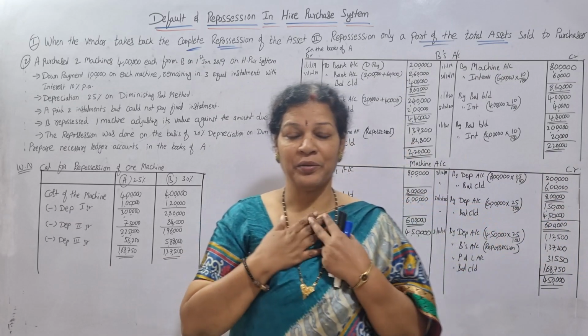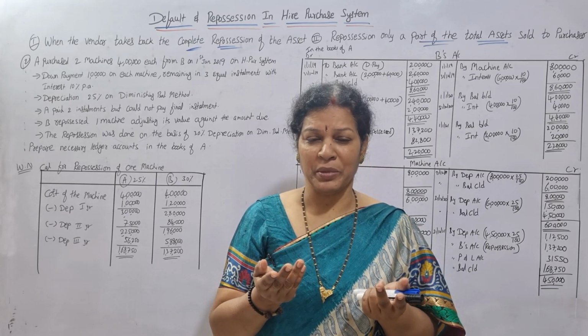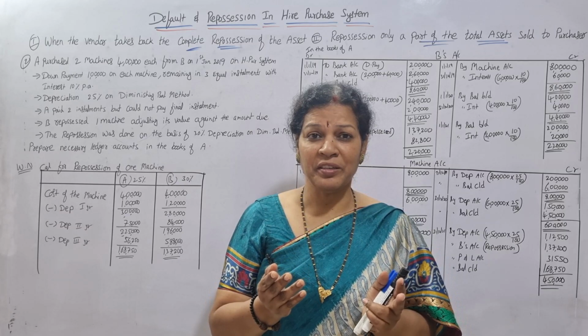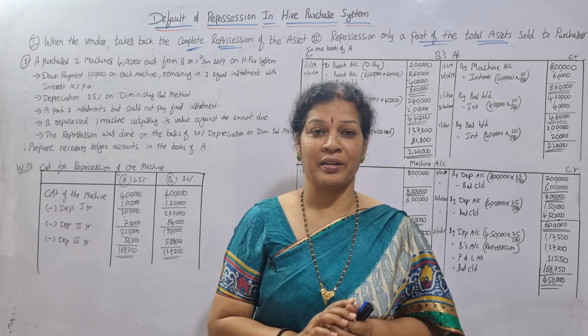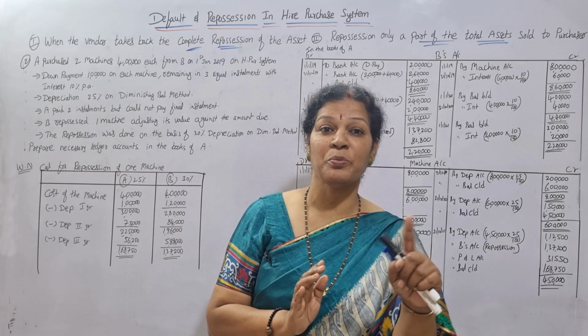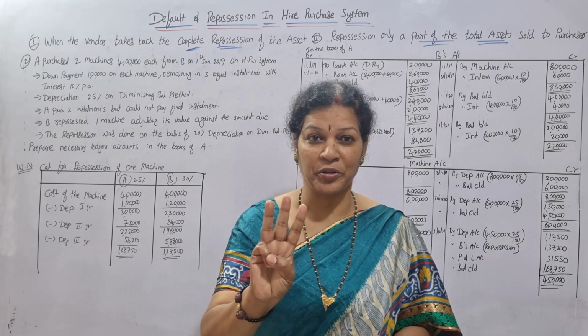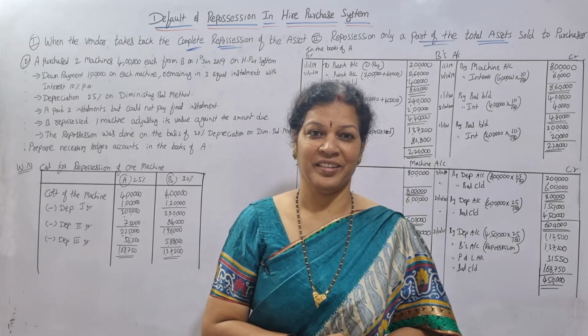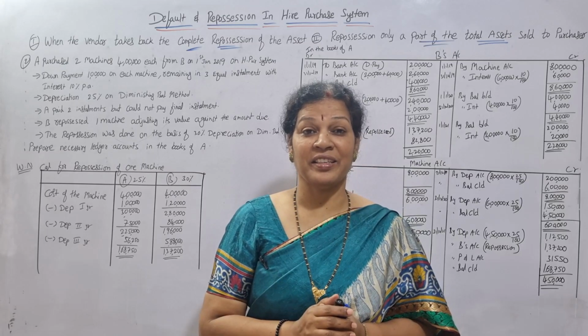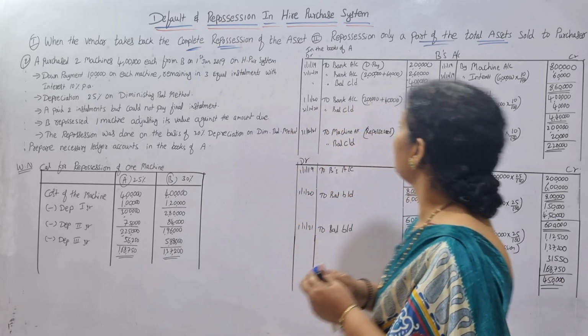As I told you, I have 3 cars and I could not make the third installment payment, and the hire vendor is ready to take only one of my cars. Part of the asset is repossessed by the hire vendor, not all the cars. He is not going to repossess 3 cars, only one car. This is the second case, part of the asset. This case we'll see today.